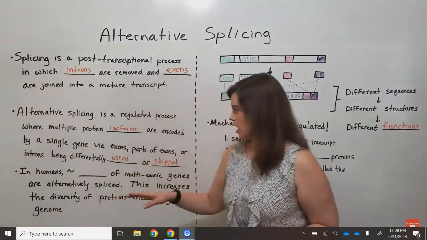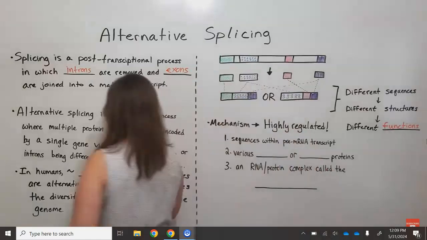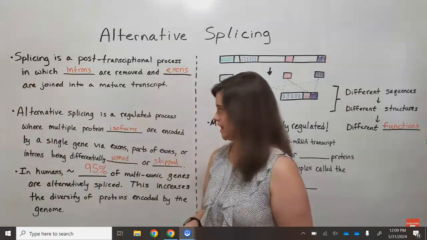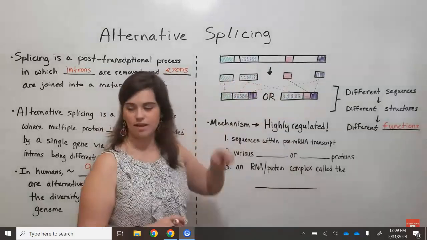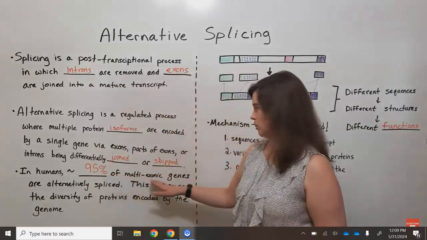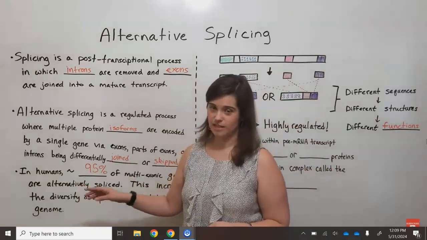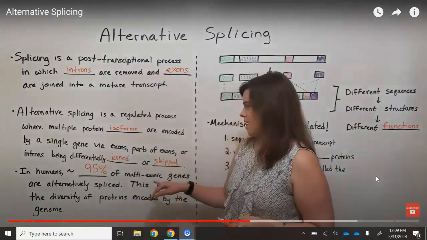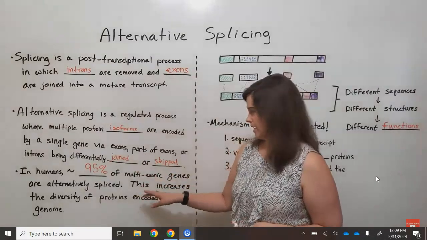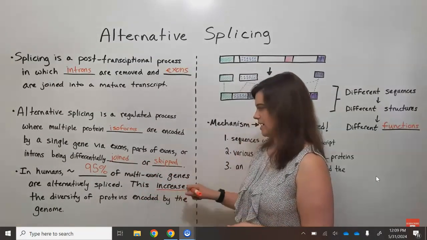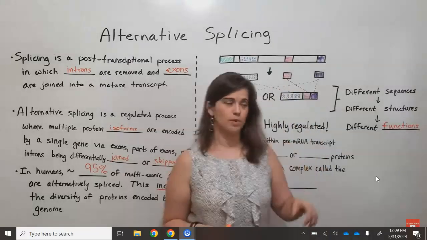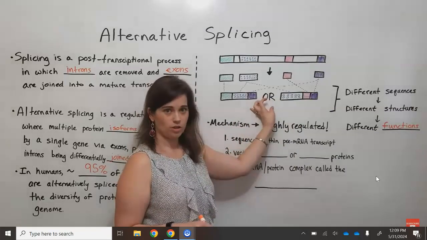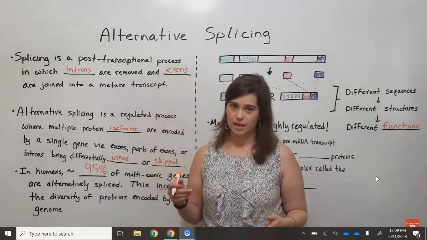And I also want to take a minute to talk about the fact that in humans, as many as 95% of multi-exonic genes, that means genes that have more than one exon in the transcript, are alternatively spliced. So this process is a very, very common one in most eukaryotes, including humans. And the really great thing about alternative splicing is that it very, very much increases the diversity of proteins encoded by the genome, because you can get proteins that, while they might have related structures, they have different functions, all coming from the same gene.